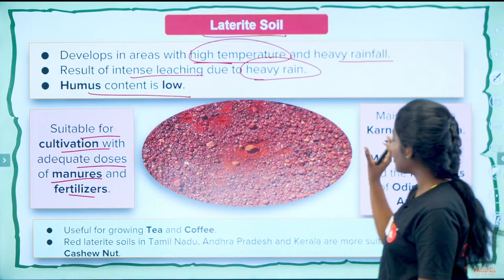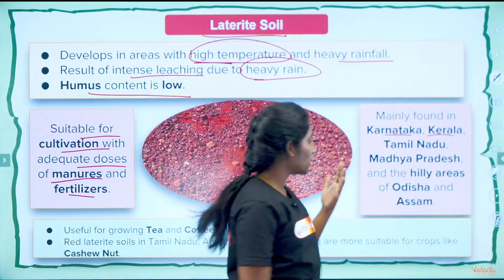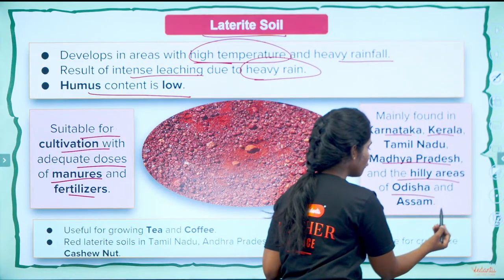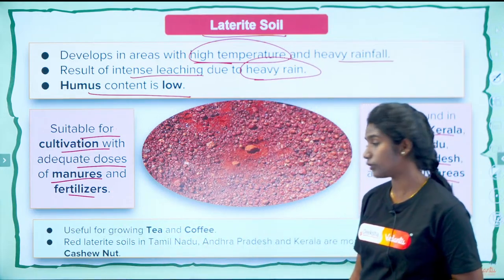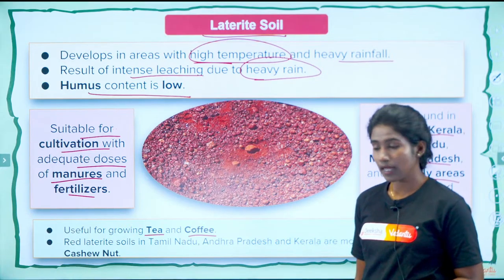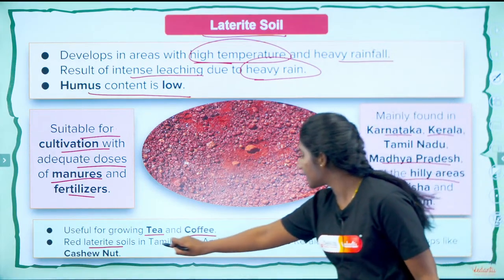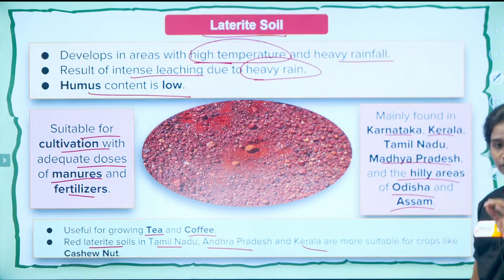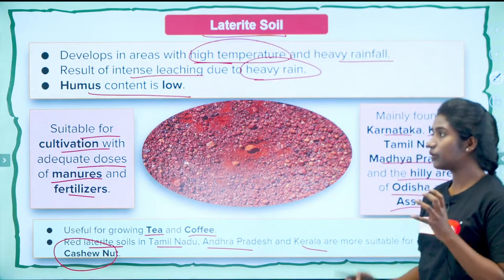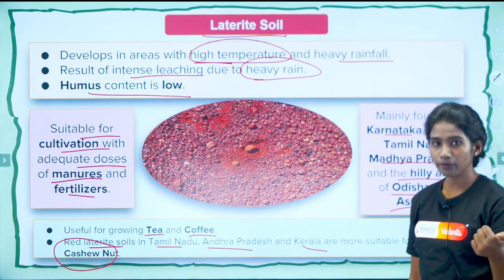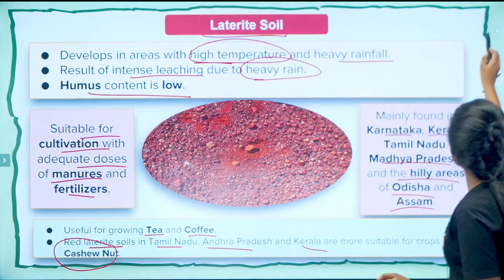Okay, and where do we see this laterite soil? You get to see it in Karnataka, Kerala, Tamil Nadu, Madhya Pradesh and the hilly areas of Odisha as well as Assam. Okay, and it is useful for growing tea, coffee and all that. And also the red laterite soil. In laterite soil you get to see the proper red one in Tamil Nadu, Andhra Pradesh and Kerala as well, which is suitable for growing cashew nut. See, the only thing is over here you will have to remember how it is formed, where it is located, which type of crop can be grown. That is very important. Okay, fine.